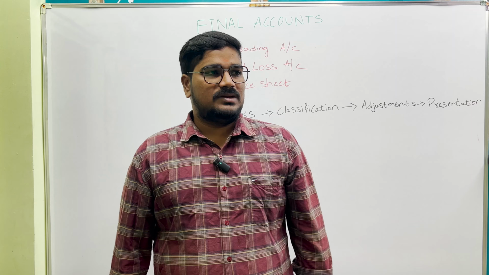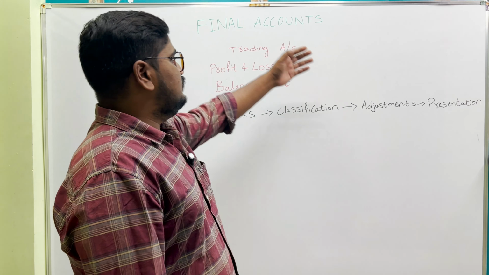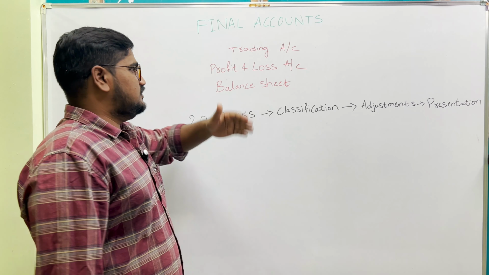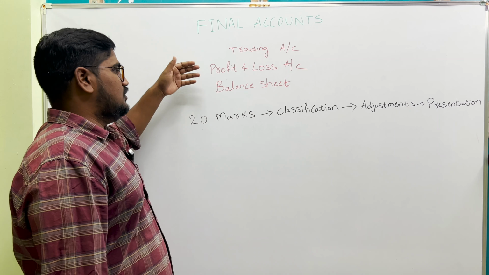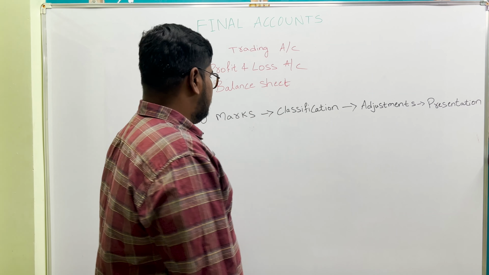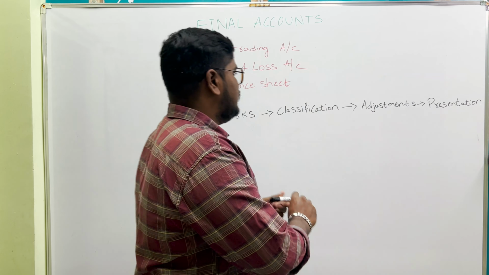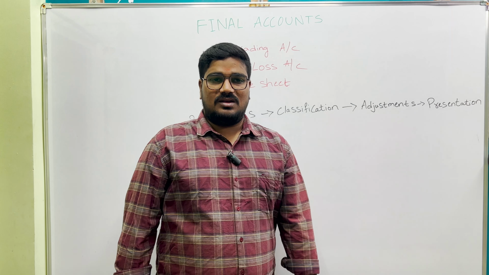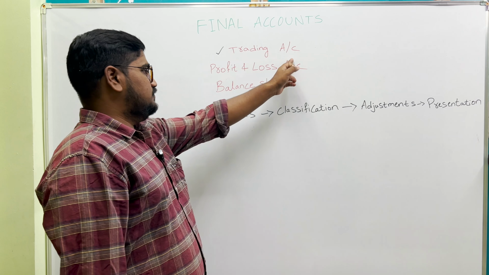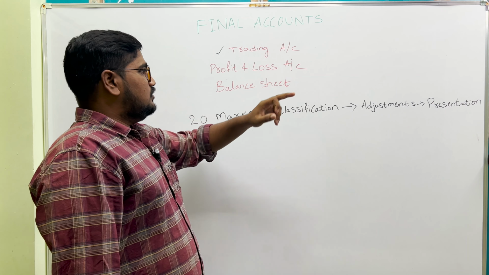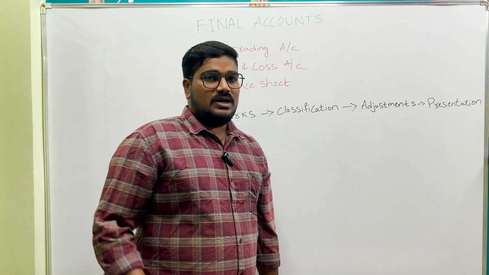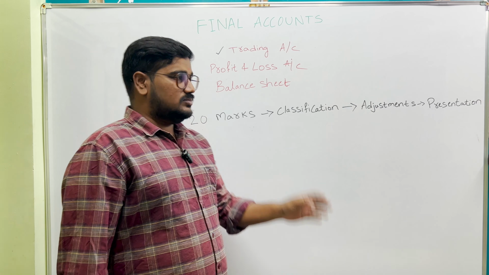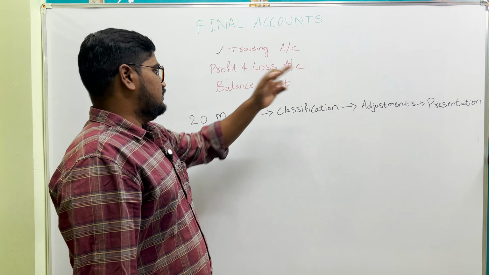Now, basically, final accounts are categorized into three parts. One is the trading account, one is the profit and loss account, and one is the balance sheet. In the trading account, all the factory related expenses or incomes are posted. In the profit and loss account, all the administrative or office related expenses or incomes are posted.